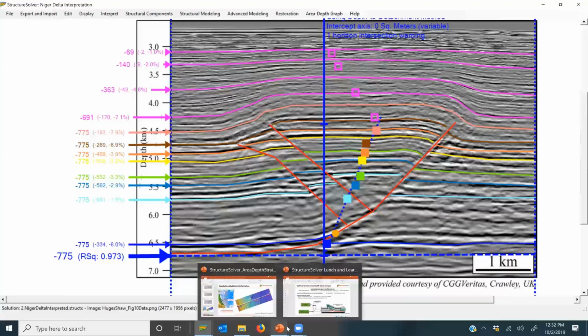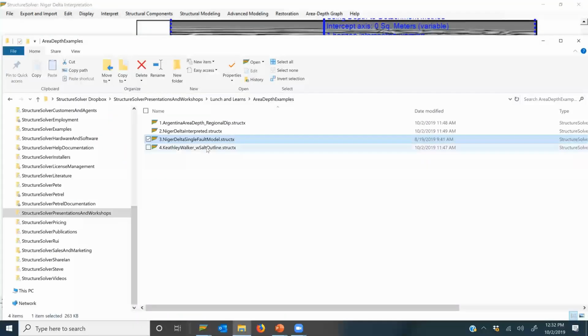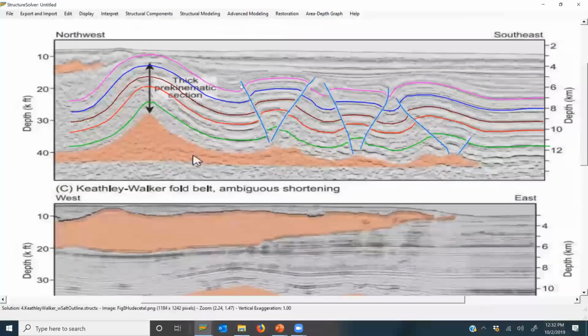the same parameters. So the final example that we'll look at before we quickly go through the case study is the situation of what happens with salt. So we talked a lot about constant area during deformation. And so what's the implication for something where you actually have salt moving around and messing with the total amount of area that you have in a structure?